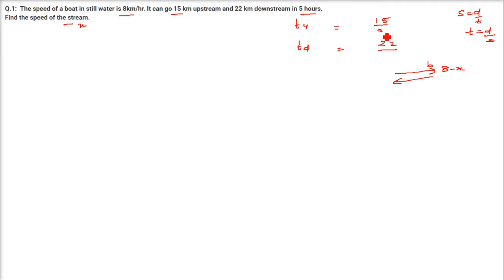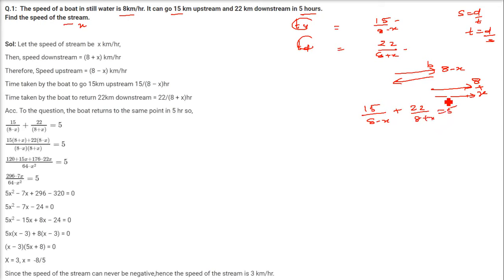Now we are going to put 8 minus x here. When the boat is going like this and the stream is going like this, if the boat speed is 8 and the speed of the stream is x, then it is going to be added because it will facilitate the movement of the boat. So it will be 8 plus x. And as I said, TU plus TD equals 5 hours. So 15 by 8 minus x plus 22 by 8 plus x is equal to 5. This is the equation which will make the quadratic equation, and that is going to give you x.